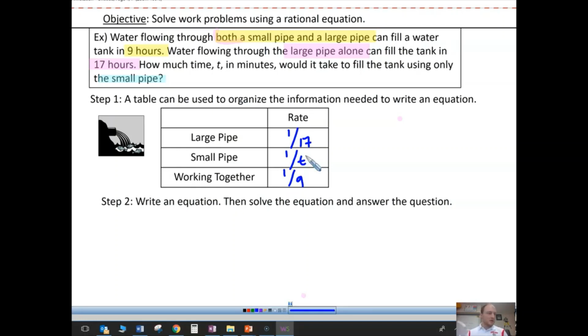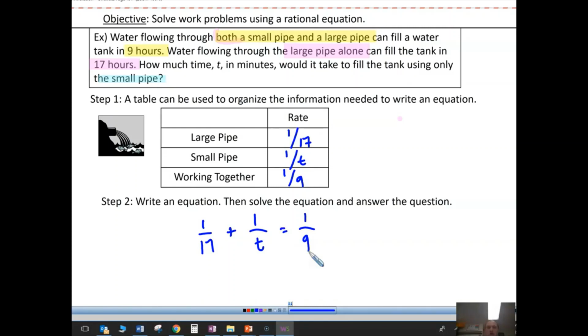Step 2: write an equation to solve and then answer the question. If I have a large pipe working alone, it takes 1/17 hours. You agree? Plus the small pipe, 1/t, and that's in hours. It's important that that is in hours. Equals 1/9 hours. So that's our equation for this example.